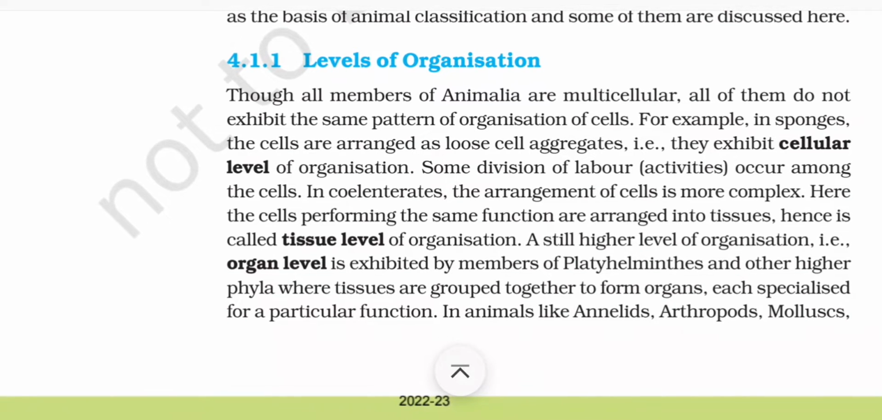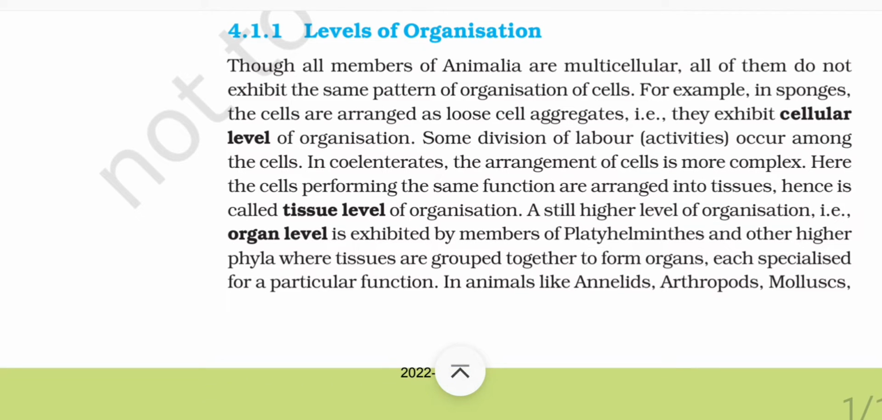4.1.1 Levels of organization. All members of Animalia are multicellular. All of them do not exhibit the same pattern of organization of cells. For example, in sponges, the cells are arranged as loose cell aggregates. That is, they exhibit cellular level of organization. Some division of labor activities occur among the cells.